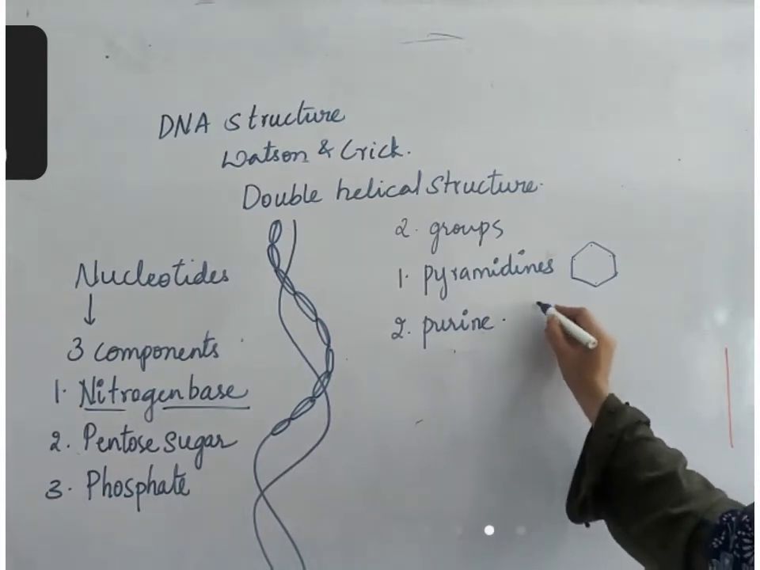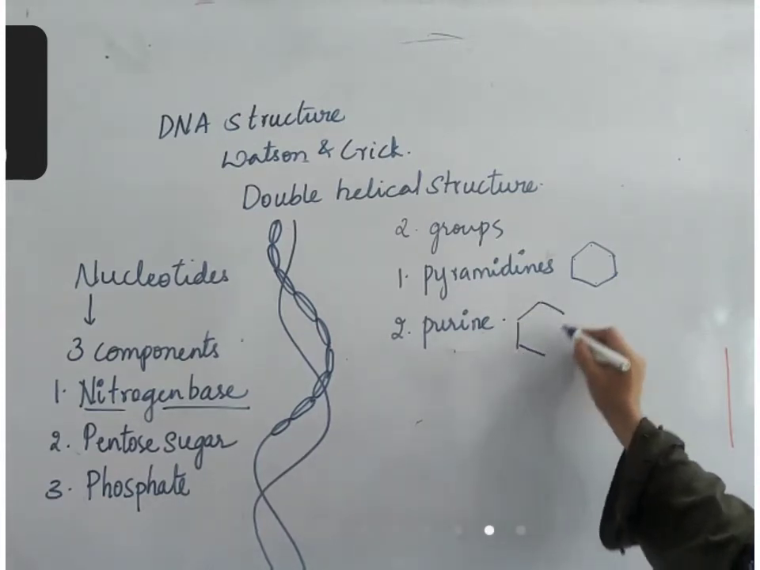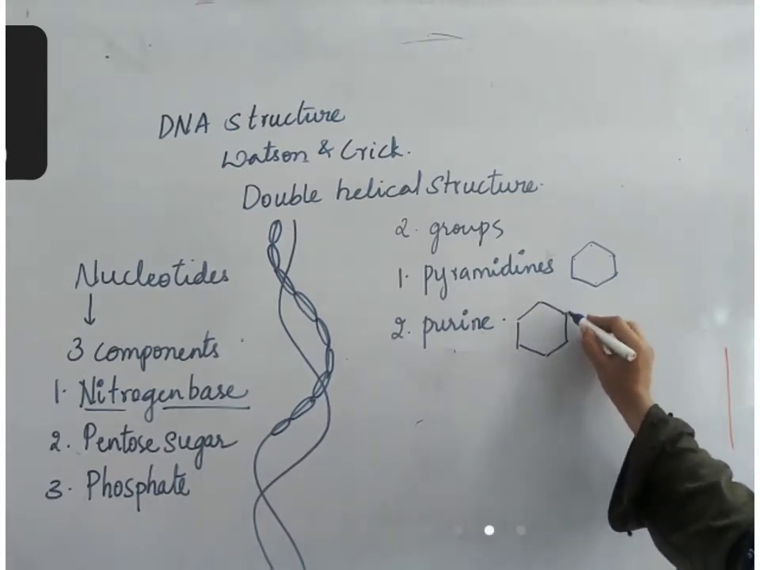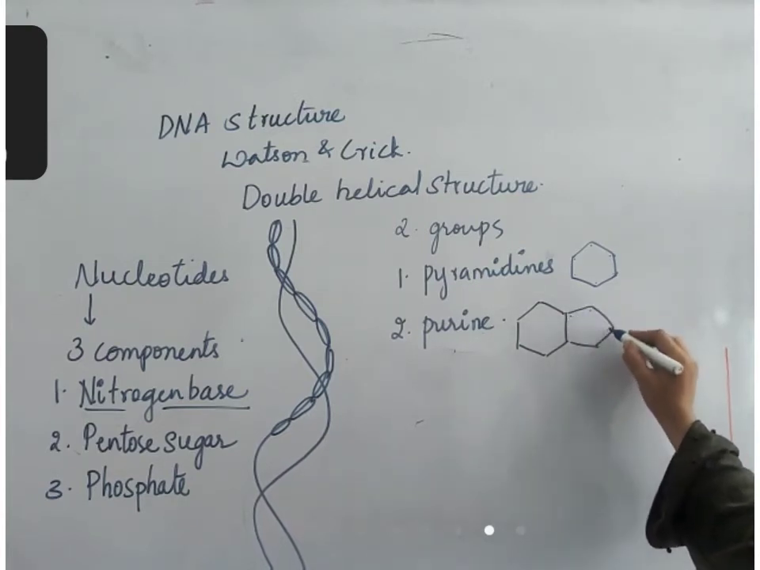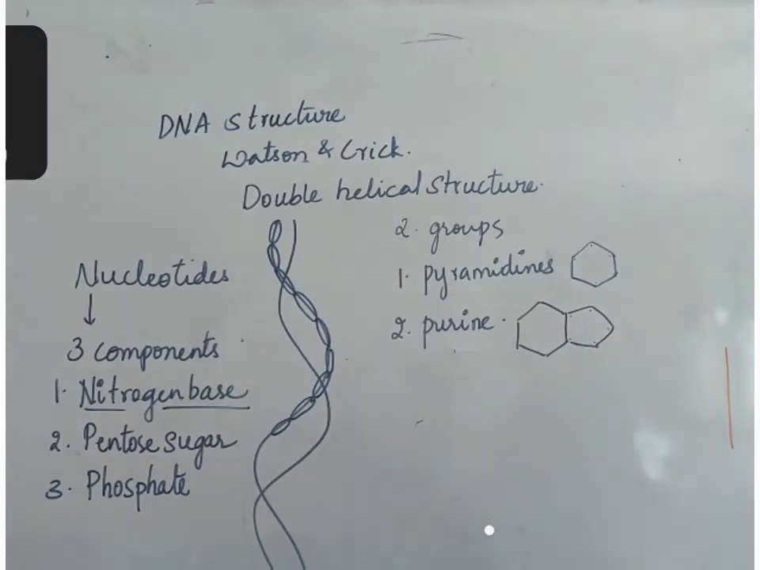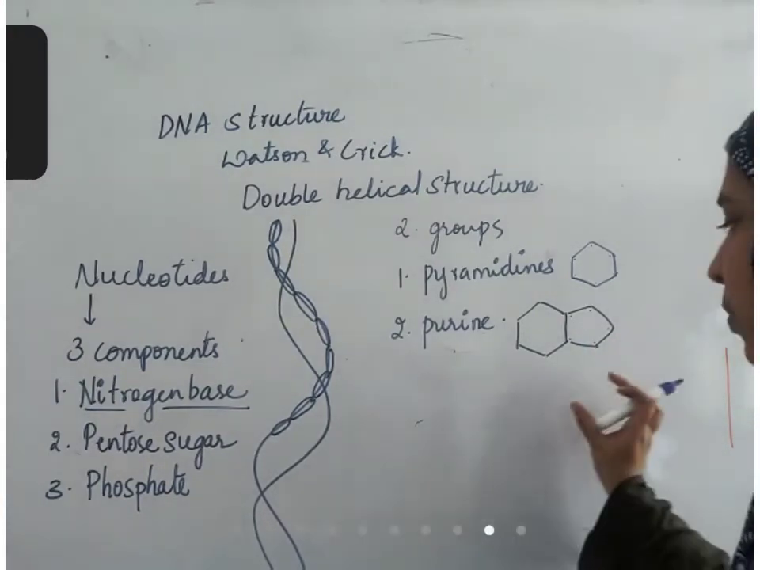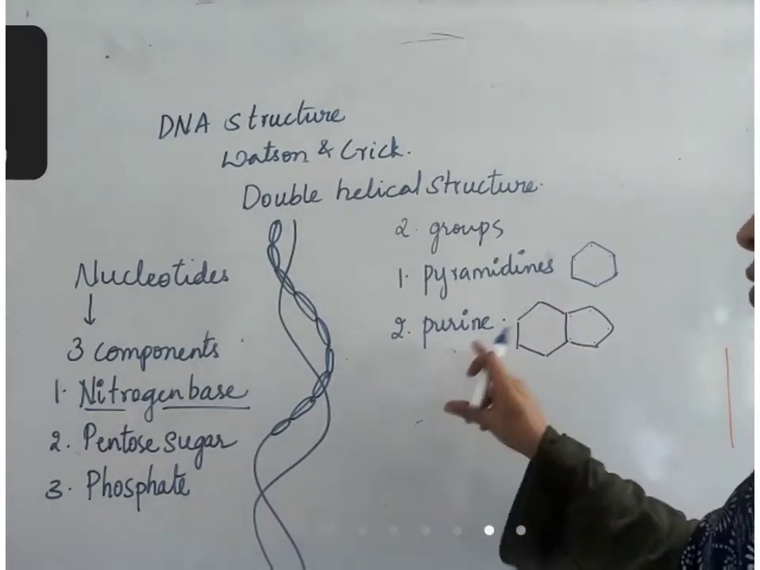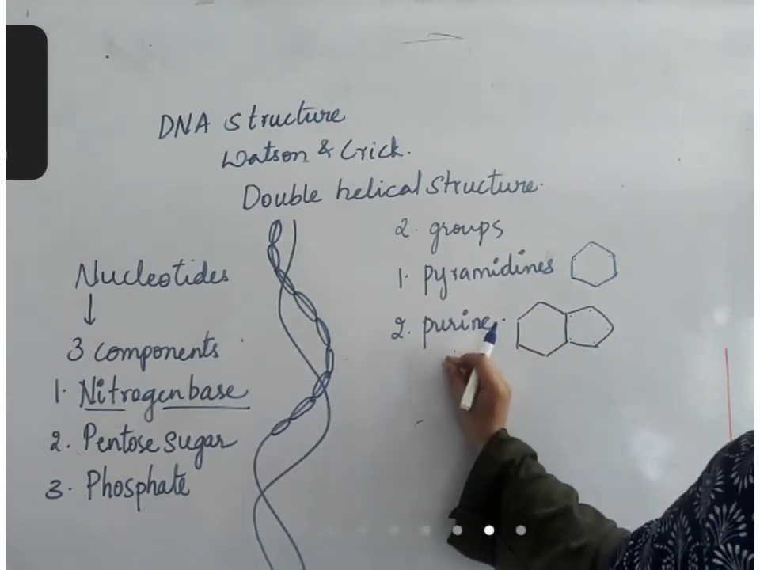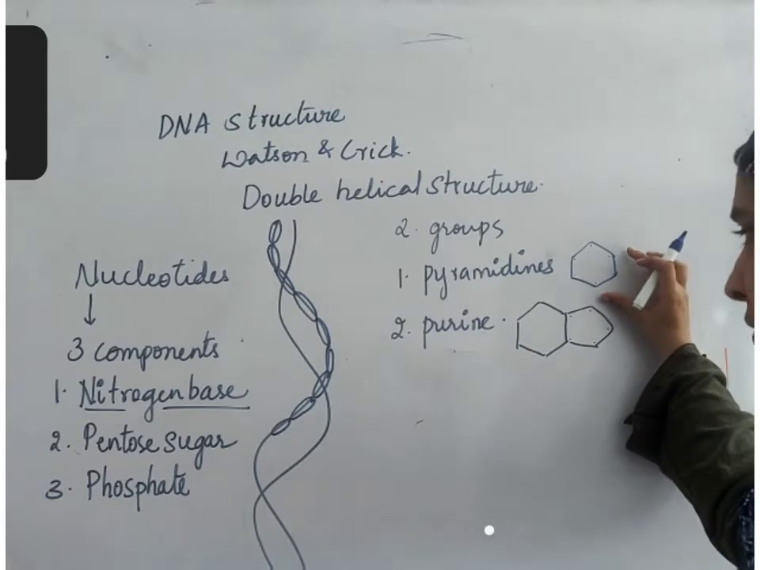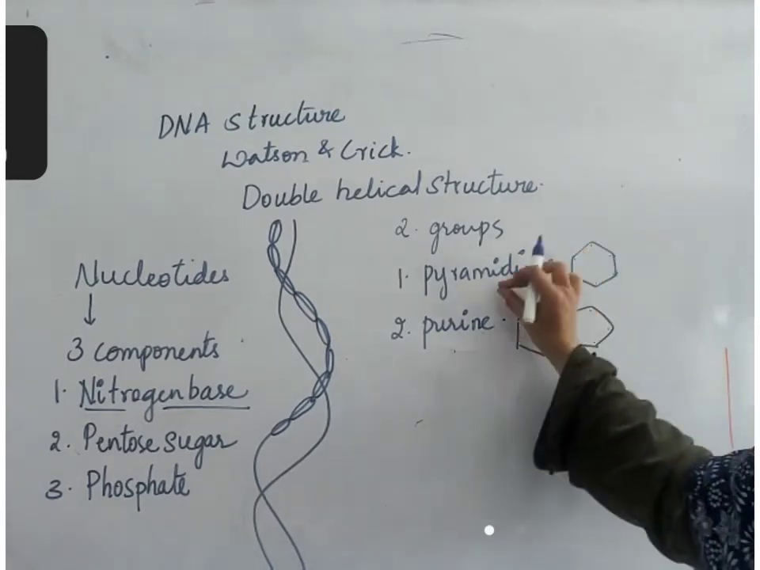In case of a purine, one 6-carbon ring is present. Along with that, another 5-carbon ring is attached. 1, 2, 3, 4, 5. So this type of structure is present. All those nitrogen bases which have this type of structure are called purines. Nitrogen bases which have this type of structure are called pyrimidines.